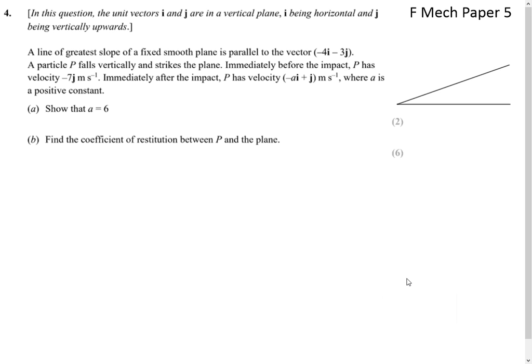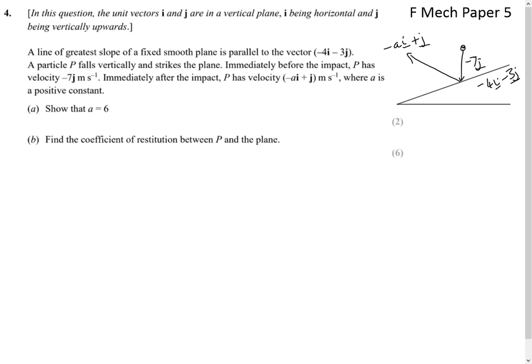So this question is an impact question but using vectors, which does seem to come up a few times in the past paper questions, but there isn't much examples of in the book. So we've got our particle falling down onto our slope. The slope of the plane is parallel to the vector -4i - 3j, and its velocity before is -7j, and afterwards it's got velocity -i + j, and we've got to show that a equals 6.